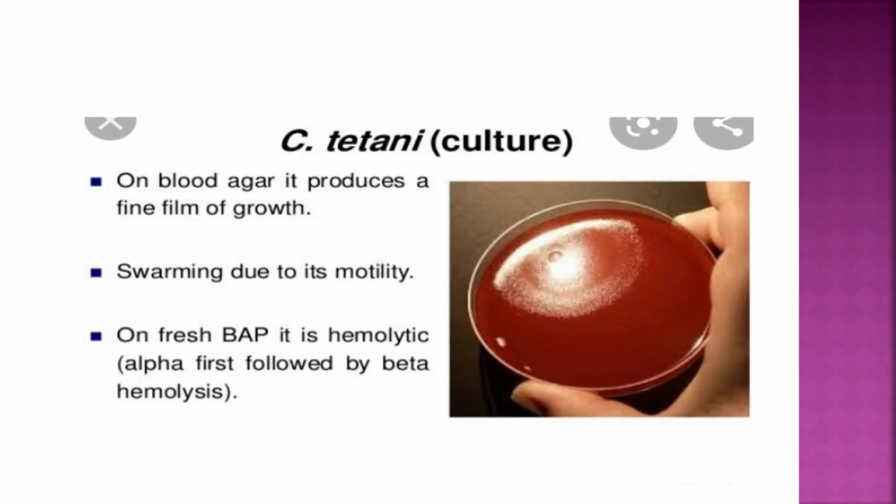So on blood agar, Clostridium tetani produces fine film growth, and then swarming is due to motility seen, and on fresh blood agar plate it is hemolytic, that is alpha hemolysis first followed by beta hemolysis. And in this plate you can see swarming growth of the Clostridium tetani.